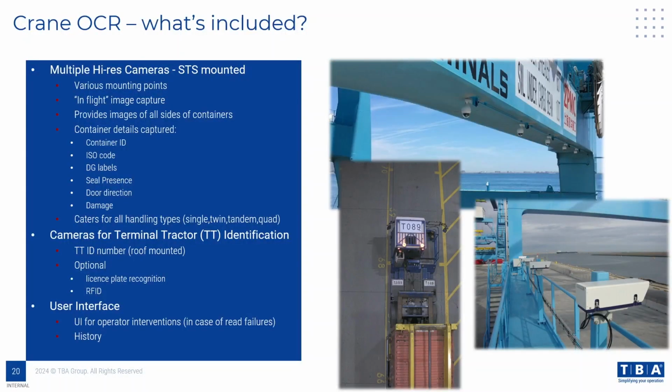Also key to note that these systems now cater for all handling types. So if you've got some fancy cranes with dual spreaders, for instance, it can handle single, twin, tandem lift, quad lift even. In addition to that, so in addition to the cameras on the cranes, the cameras also pick up terminal tractor identification numbers. So it could be the same cameras or maybe specially positioned cameras. Normally a terminal tractor will have an ID on the roof of the cab. So the camera's there to pick that up as the truck arrives underneath the crane. And that can be expanded not only to identify the truck, but you could identify the license plate or even pick up an RFID tag off the truck as well.